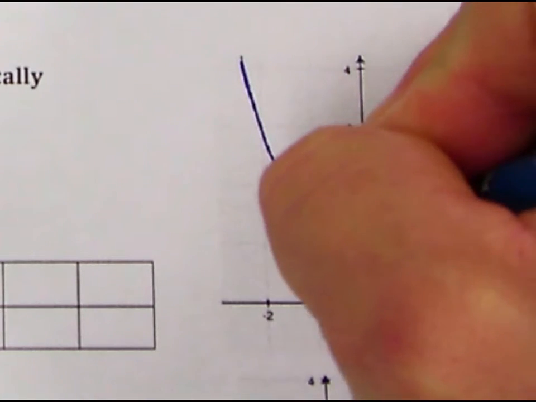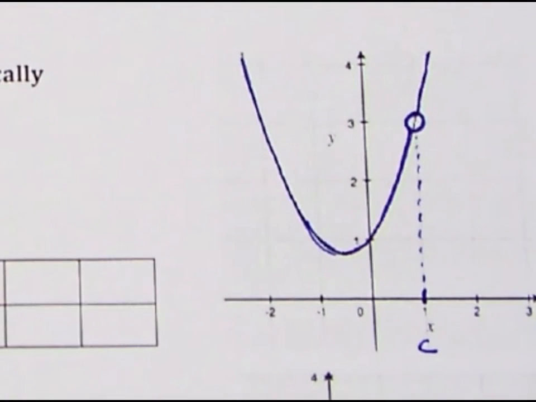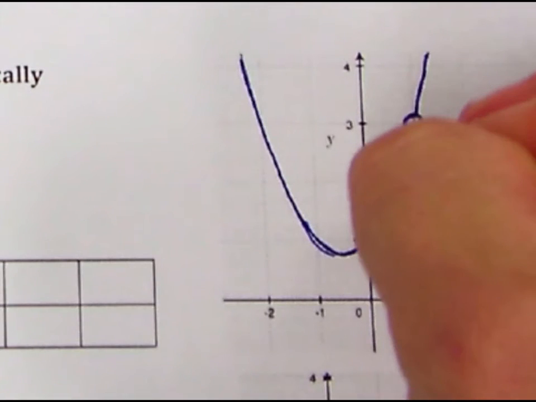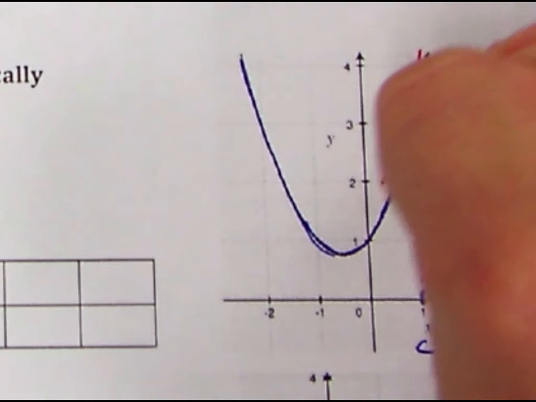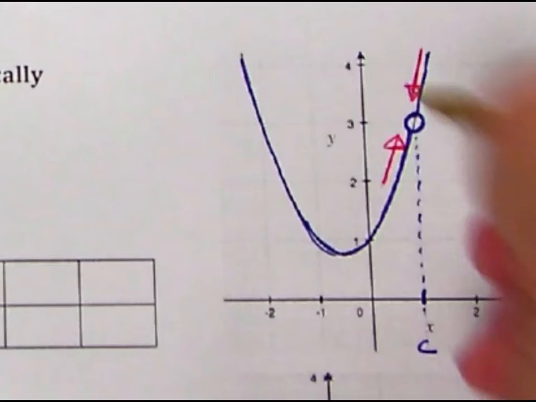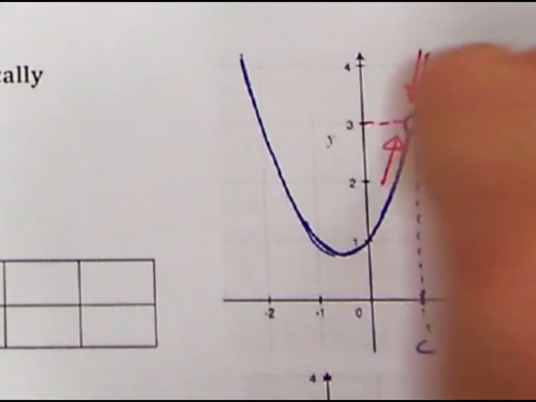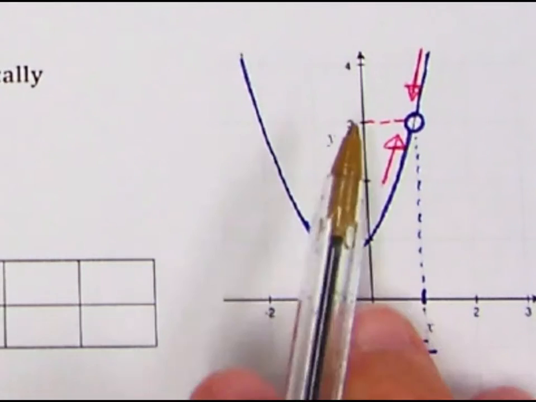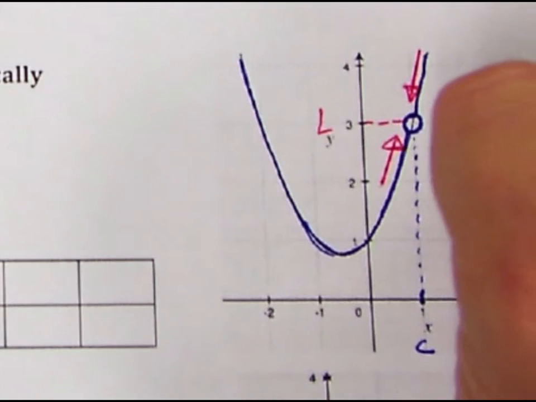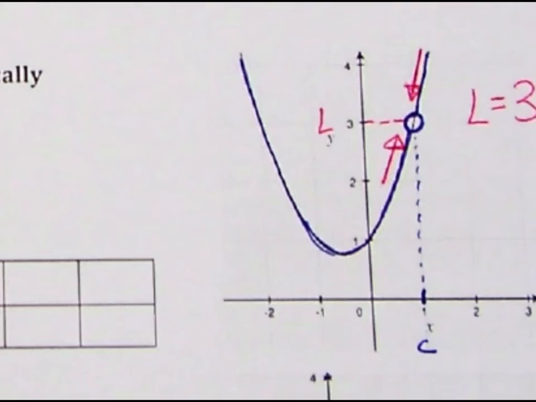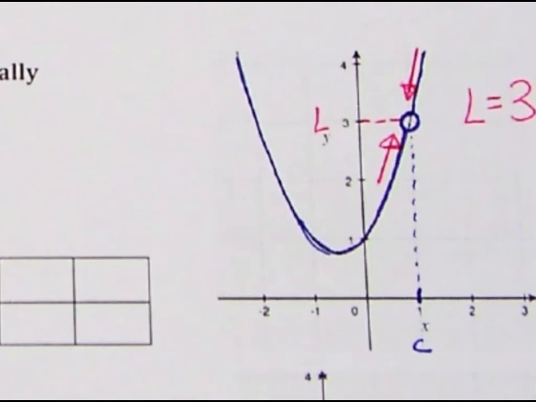Okay. So what we're trying to do is determine, as x gets closer and closer to c from both sides here, what's the intended height? What are we getting closer to? And you can see it traces over here to 3. So for this, graphically, it looks like L, or our limit, is going to equal 3.